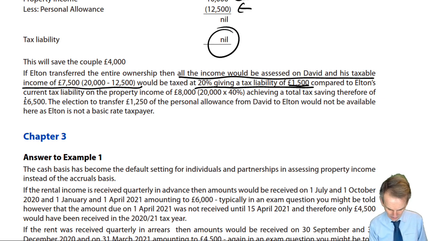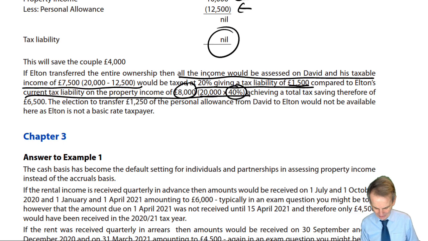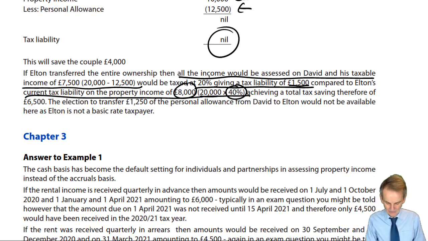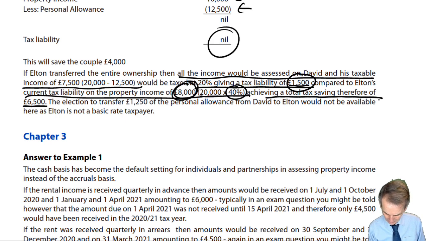Compared to Elton's current tax liability on the property income, where all of the £20,000 would be taxed at 40%, and therefore £8,000 worth of tax would have been paid. So we can see that we can reduce what would have been £8,000 down to £1,500, and therefore achieve a total tax saving there of £6,500. Again, in anybody's money, well, maybe not Elton's money to be fair, but most normal people's money anyway, that is a very significant figure and therefore something to be taken advantage of.